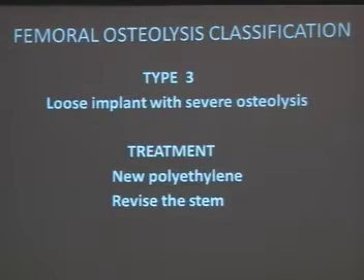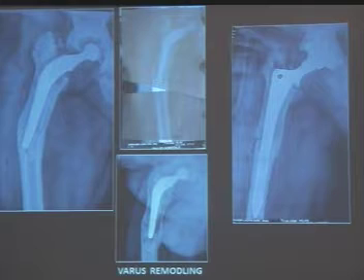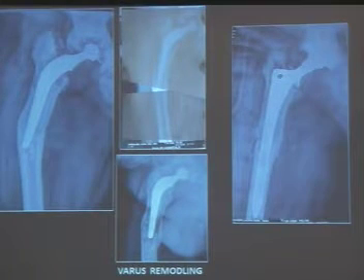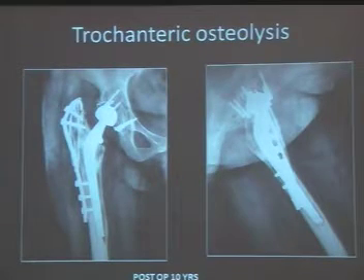Type 3 is a loose implant, so there is no question that you have to take everything out, put in a new poly, and put in a good implant. And this is one example of massive osteolysis where remodeling into varus has taken place, so we'll have to change both components. For trochanteric osteolysis, you have to have the new poly, and trochanteric fixation depends on the displacement. This is just one example of trochanteric fixation, 10 years follow-up.